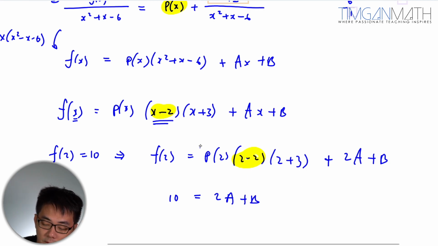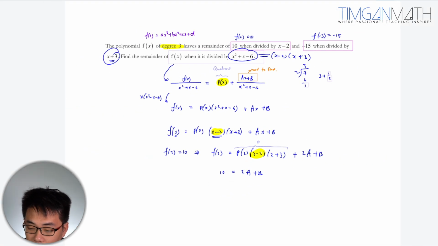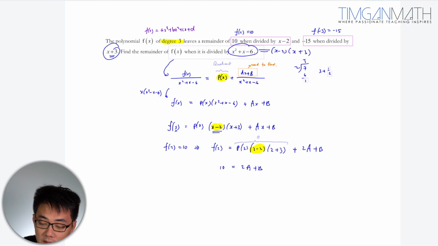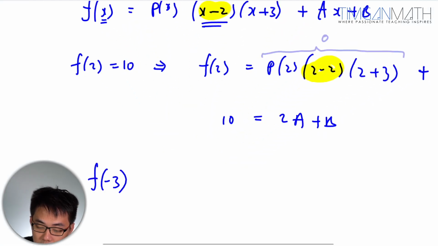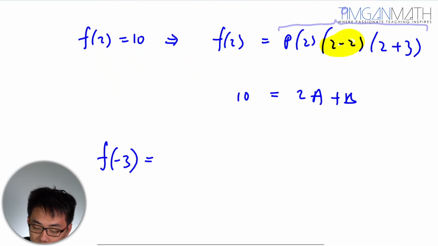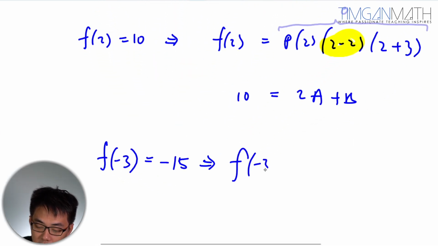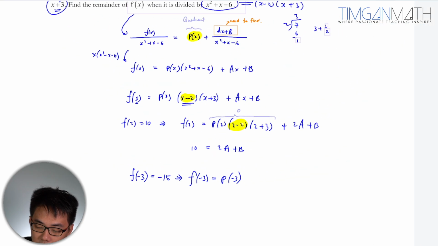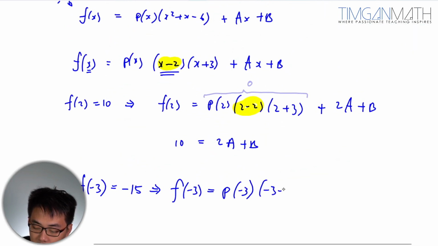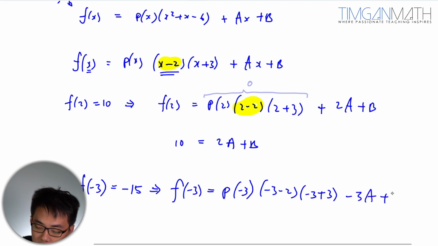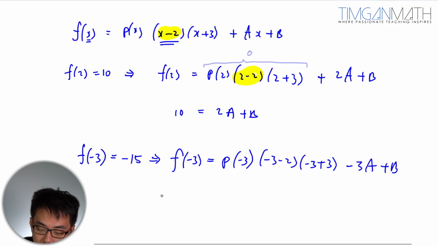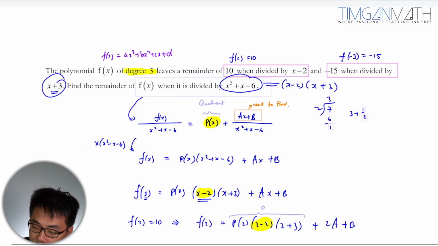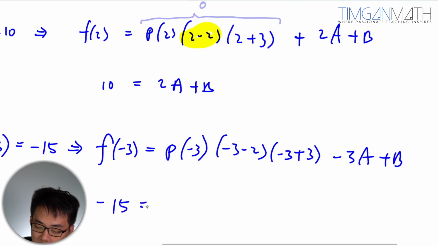You do the same thing for f(negative 3). So we replace negative 3 in. f(negative 3) equals negative 15. This will be f(negative 3) equals p(negative 3), so just replace into this. It's negative 3 minus 2, then negative 3 plus 3, which is 0, plus negative 3a plus b. And that will give us negative 15 equals negative 3a plus b.